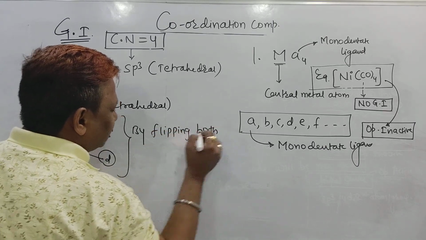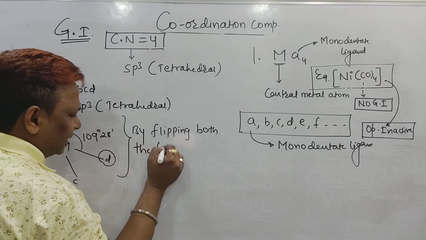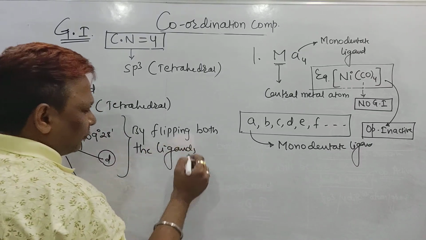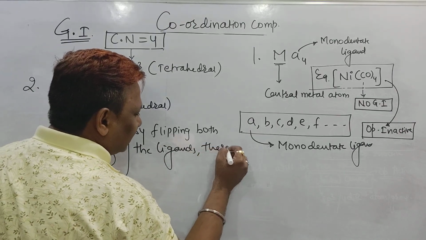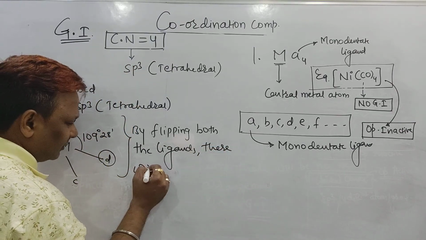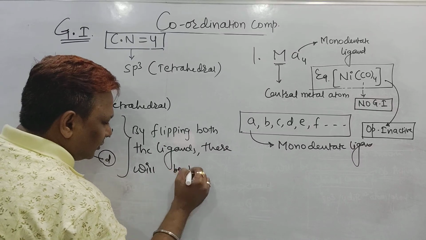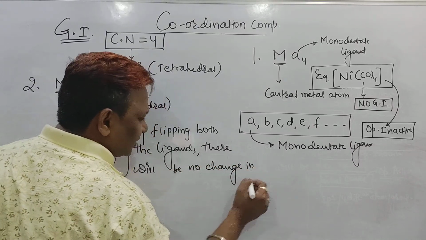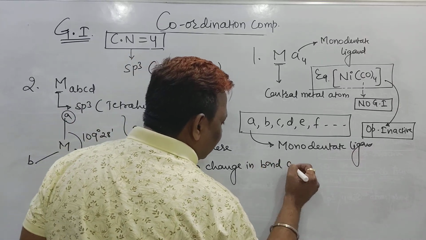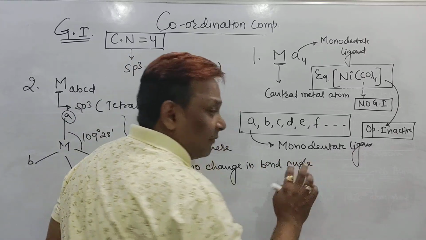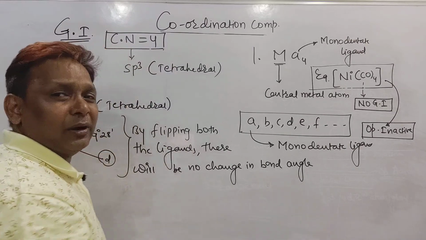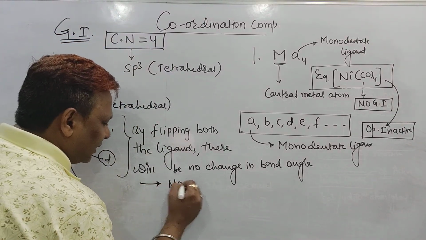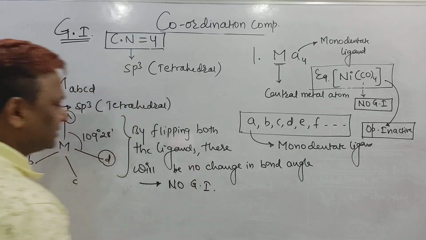So again you have to write, sir, by flipping both the ligands, which both the ligands? A and D. By flipping both the ligands, there will be no change in bond angle. Just now I told you, by flipping the ligands there will be no change in the bond angle. That means it does not have any geometrical isomerism, right sir?